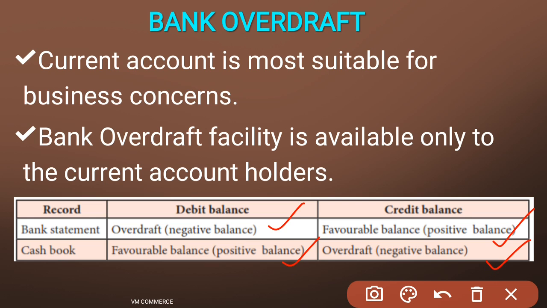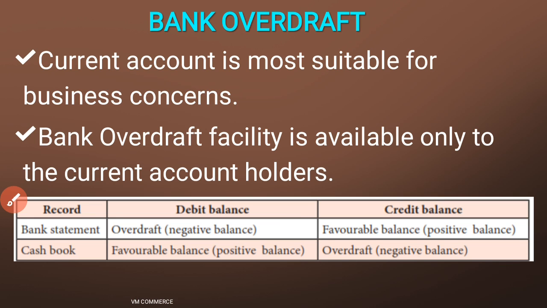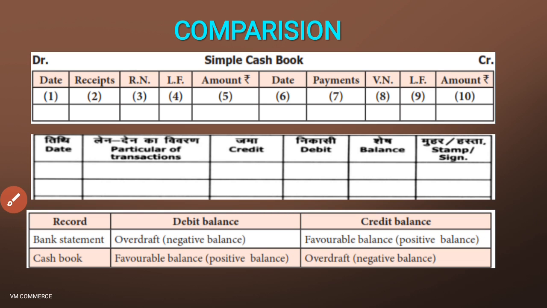A bank statement debit balance means overdraft. A cash book debit balance means favorable balance, positive balance. Positive, negative, you can easily remember this: positive and negative, favorable and unfavorable. That is why I said unfavorable, overdraft, negative are all equal terms. Okay, the comparison between the bank statement and cash book.